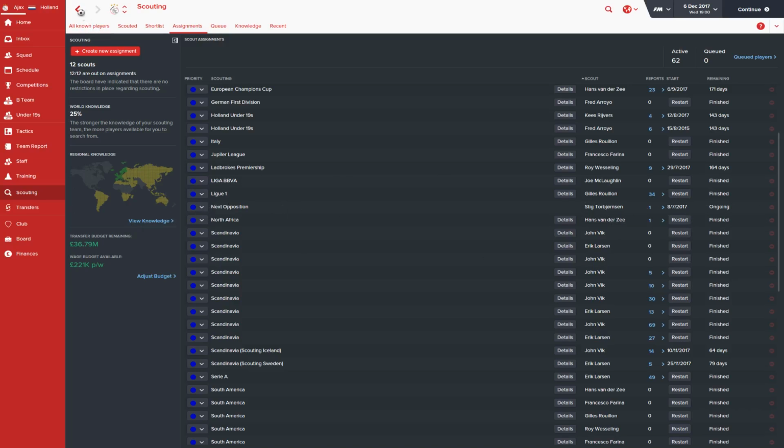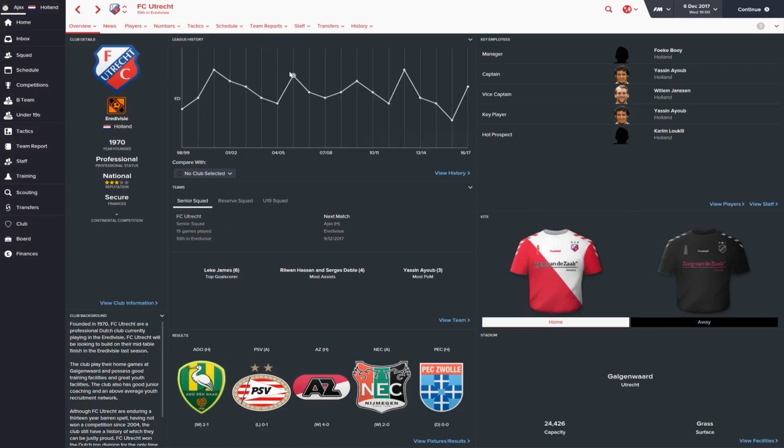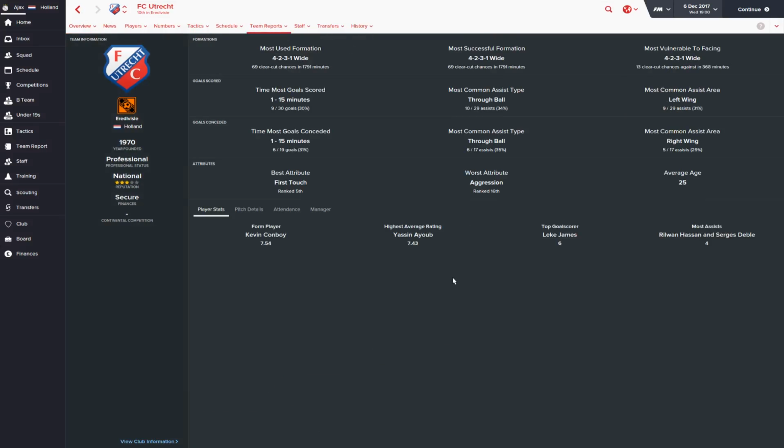Alright, we're going to jump back into Utrecht. You jump into the team reports tab here, down to their senior squad, and we're first going to jump into the summary screen. I generally don't look at most of this information up the top, because we'll find most of this out as we go through. What I'm looking at here are these 4 bits of information down here: their form player, their highest average rating player, their top goal scorer, and where their most assists have come from.